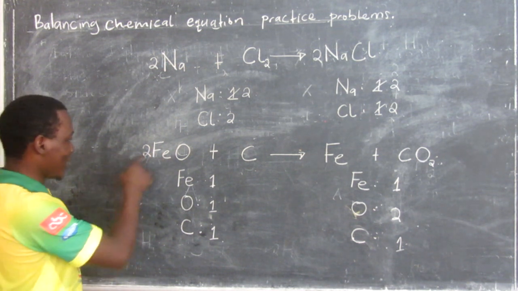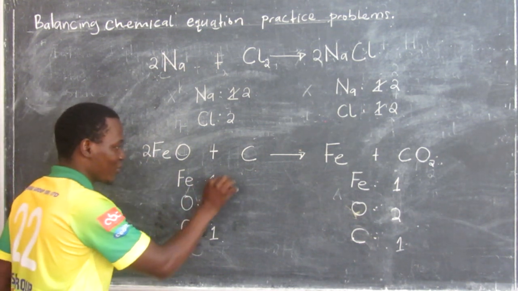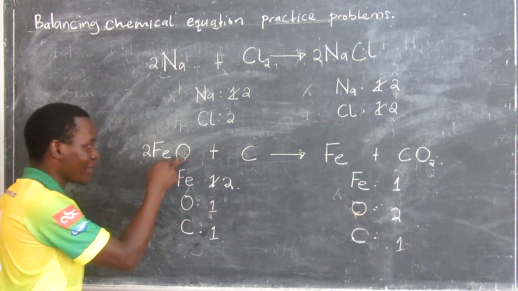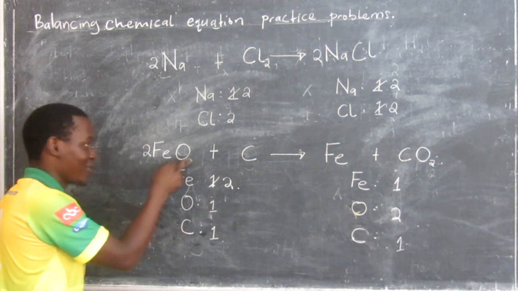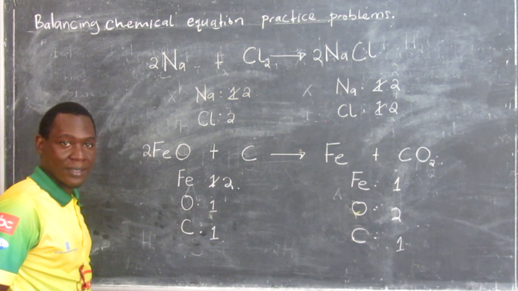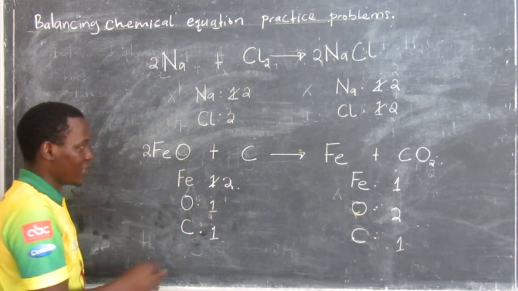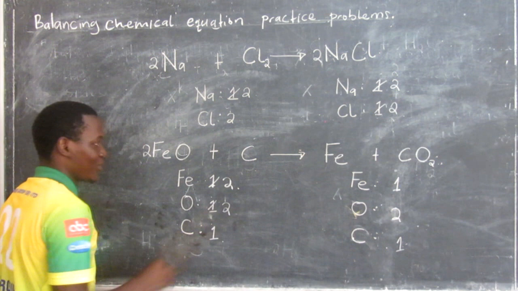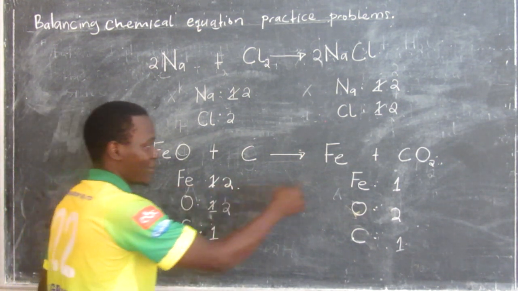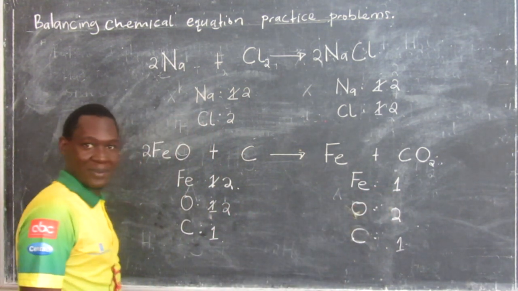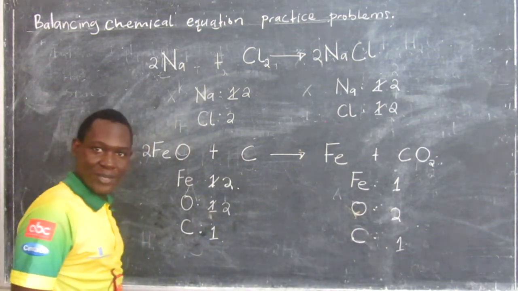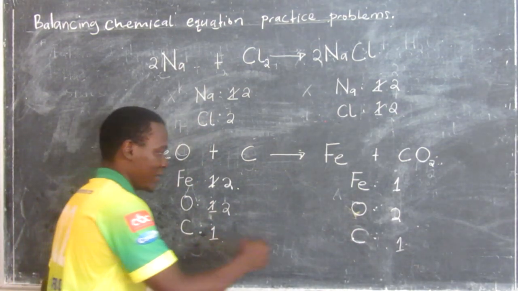If this is a 2, 2 times 1, this goes to a 2. Is it okay? A 2 times a 1 here, because here we have 1 for iron and 1 for oxygen. The number which is in front here multiplies each and everything in the formula. A 2 times 1 here for oxygen gives us a 2. This goes to a 2. Let's see now. We have 2 irons, whereas here we have 1 iron. Iron is not balanced. We have 2 oxygens, we have 2 oxygens. Oxygen is balanced. We have 1 carbon, 1 carbon.